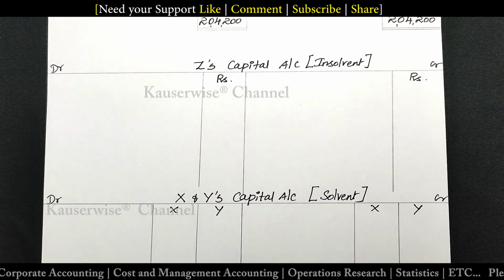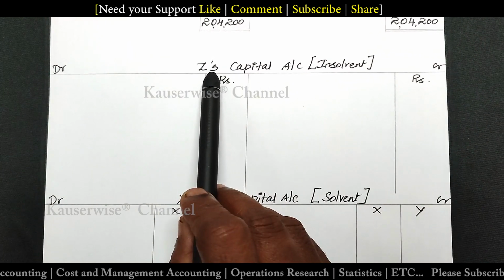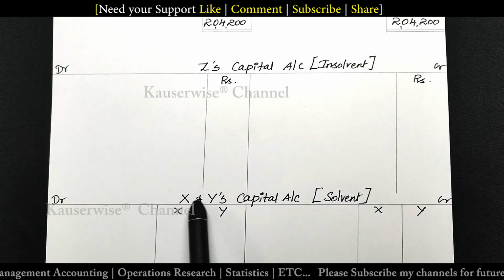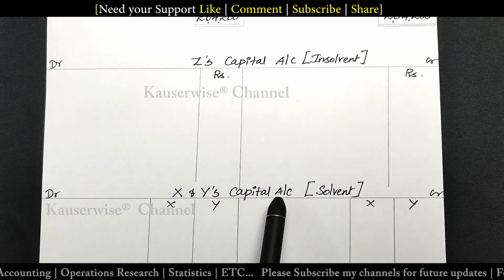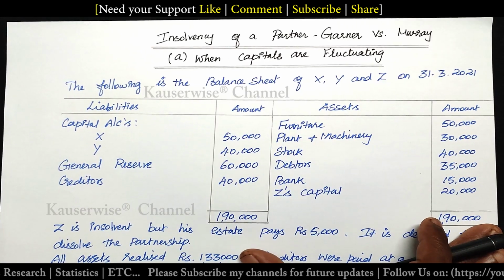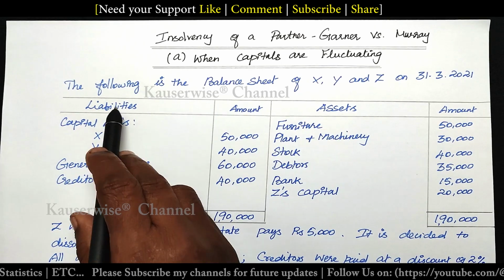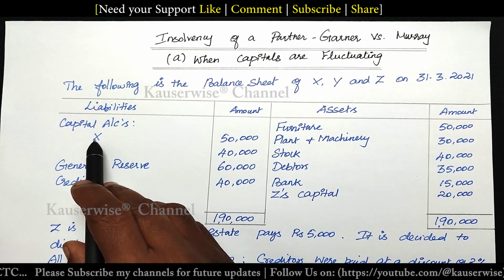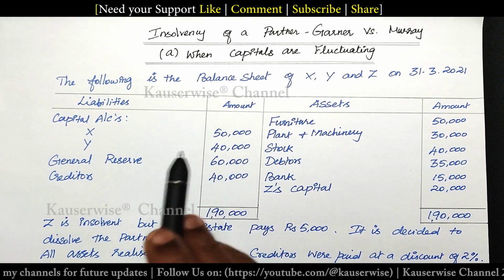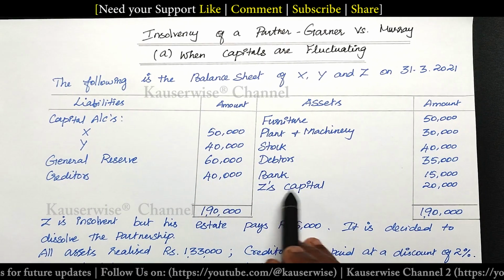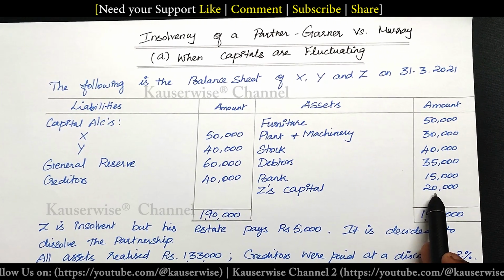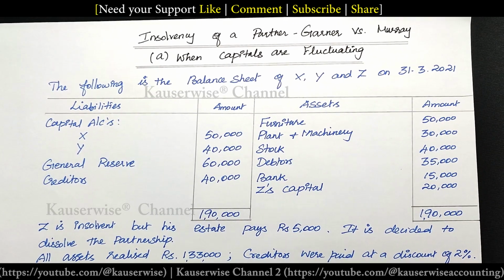First enter the opening balance. Z is having a debit balance, asset side, so enter it here. X and Y are having credit balances, that is under the liability side, so enter under the credit side. See the balance sheet. X and Y have credit balances, liability side. X how much? 50,000. Y's capital 40,000. But Z's capital is showing a debit balance because it is on the asset side. How much? 20,000. So enter in their respective capital accounts.